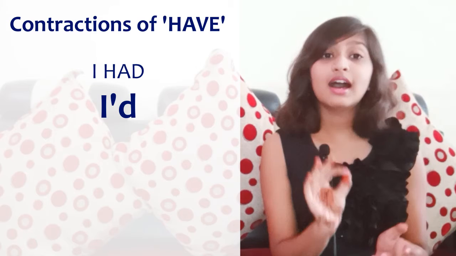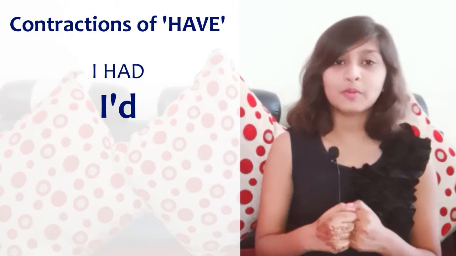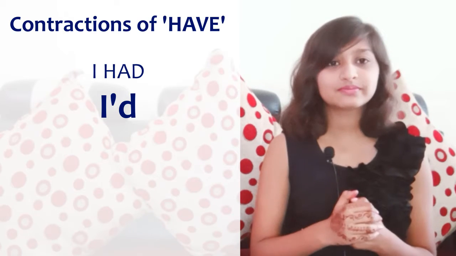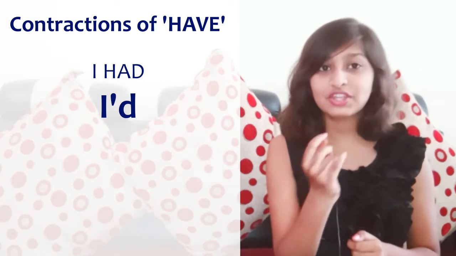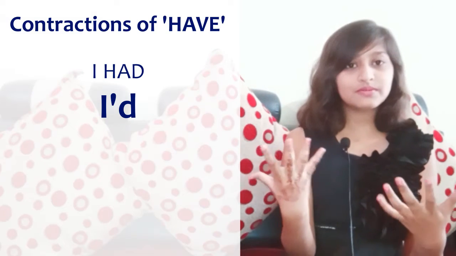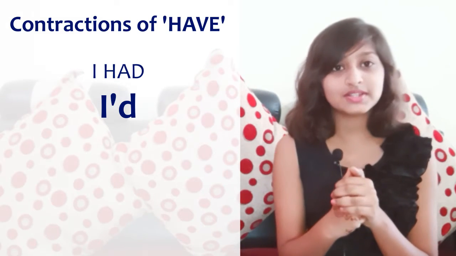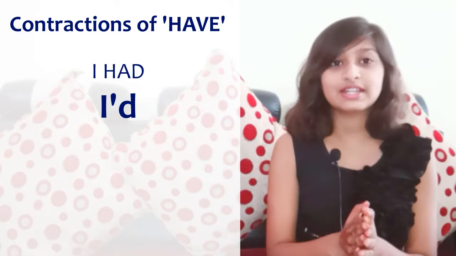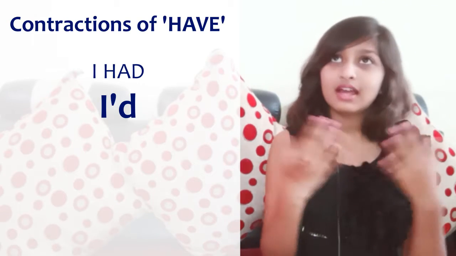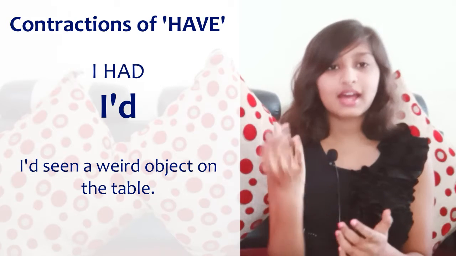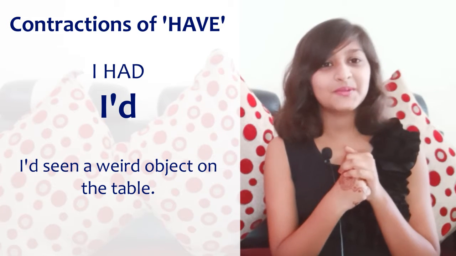Next is I'd, which is the short form of I had. Here again, we replace the HA of had with an apostrophe and we just join the two words. And there you have your contraction. I'd. I had seen a weird object on the table. I'd seen a weird object on the table.